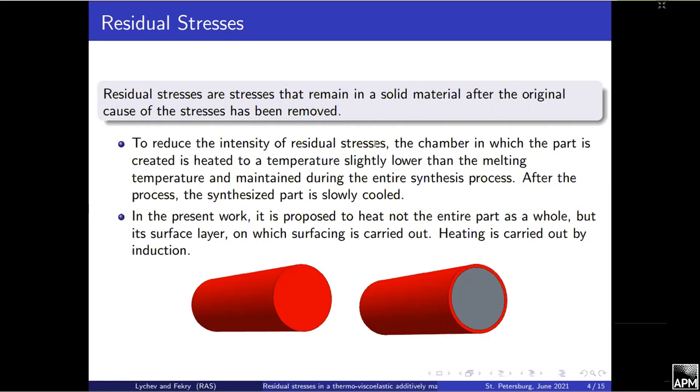So there are many ways to decrease the residual stresses. One of them is to heat the whole part of the growing body. But in the present work, we have proposed not to heat the whole part, but the surface of the cylinder to which we will add some layers.